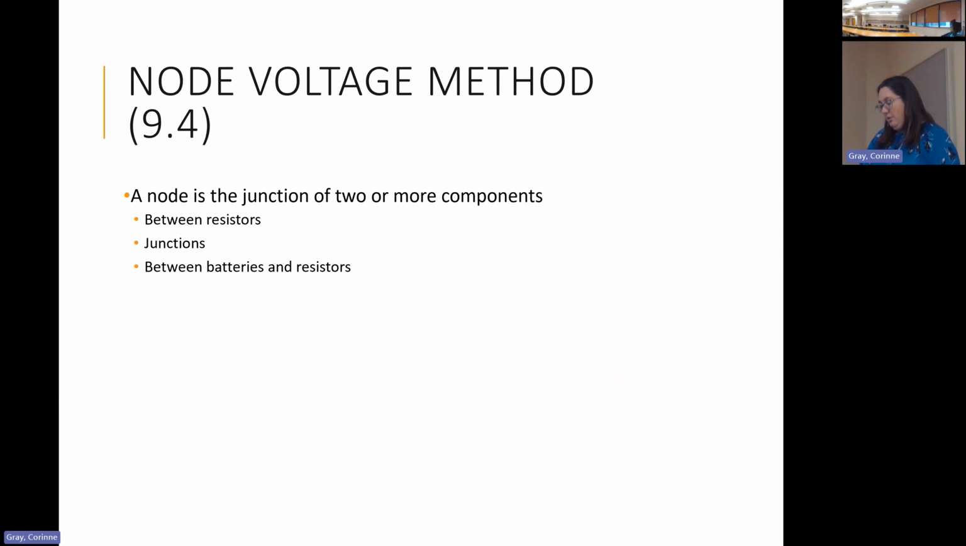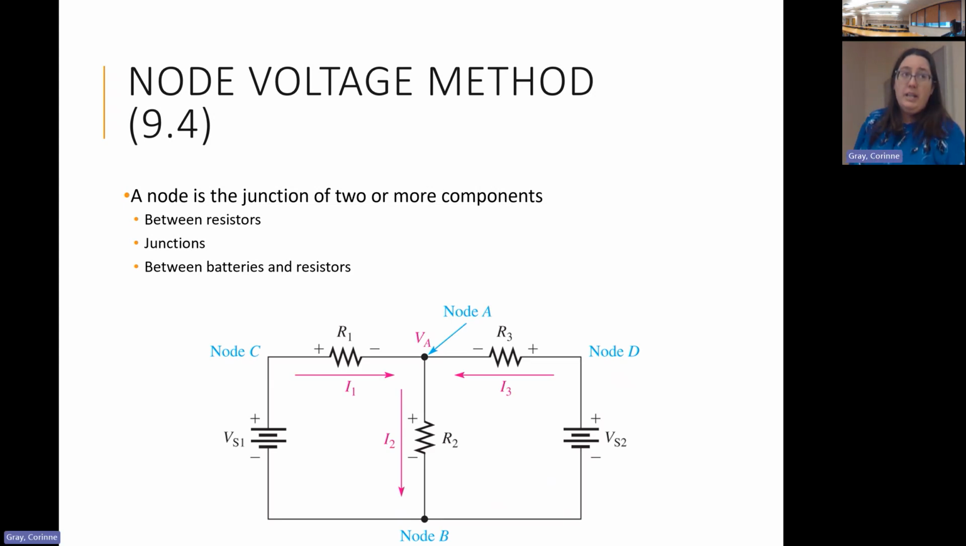Node voltage method. A node is the junction between two or more components. That can be between two resistors, at a junction, between batteries and a resistor, whatever it is. You would need to label all of your relevant nodes. Recalling exam 2, when you got to choose, I think only 1 or 2 people chose the node voltage method. This one is a little bit on the trickier side, especially when you start having more and more nodes. So it's up to you on what you want to do.